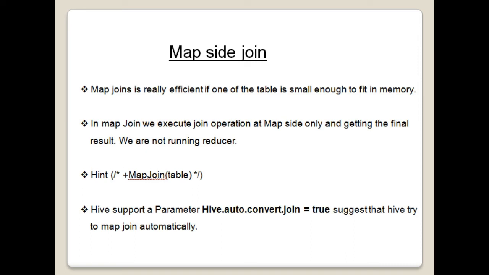Hive supports a parameter called hive.auto.convert.join equal to true. It means whenever there is a requirement of map side join, my Hive system will try to apply the map join on my dataset automatically. So my system is smart enough itself.